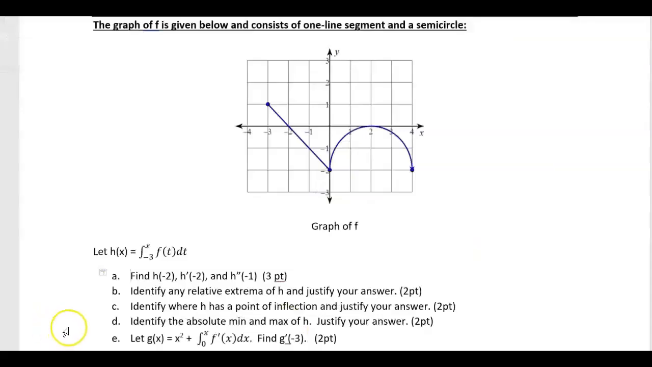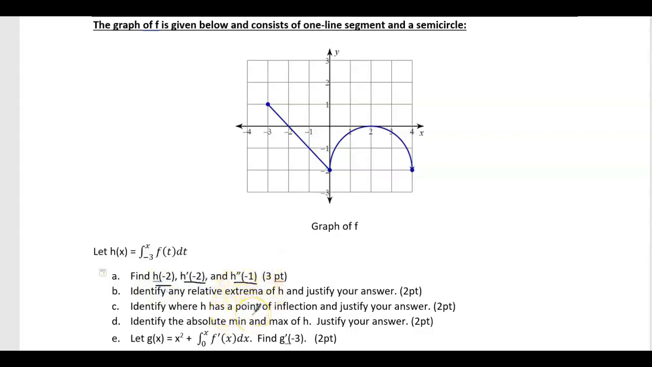All right, let's go ahead and move on to our next question here. The graph of f is given below and consists of a line segment and a semicircle. The function h is this integral function here of f from -3 to x. Our first question is asking us to find 3 things. Each one is worth 1 point, so a total of 3 points.